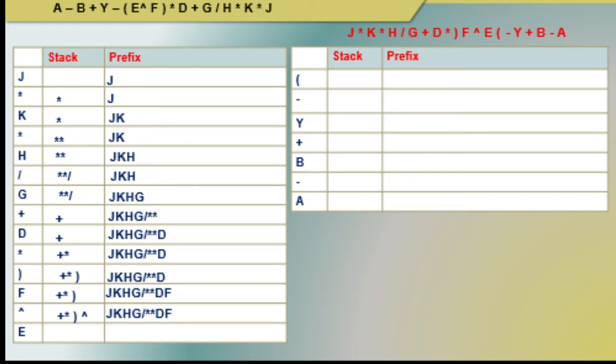Next, we have E operand. It is also an operand, so we must write it in our output. The contents of the stack are still addition operator, multiplication operator, close parenthesis, and exponent symbol. And our output is now J, K, H, G, division operator, our two multiplication operators, D, F, and E operands. And next we have our open parenthesis.